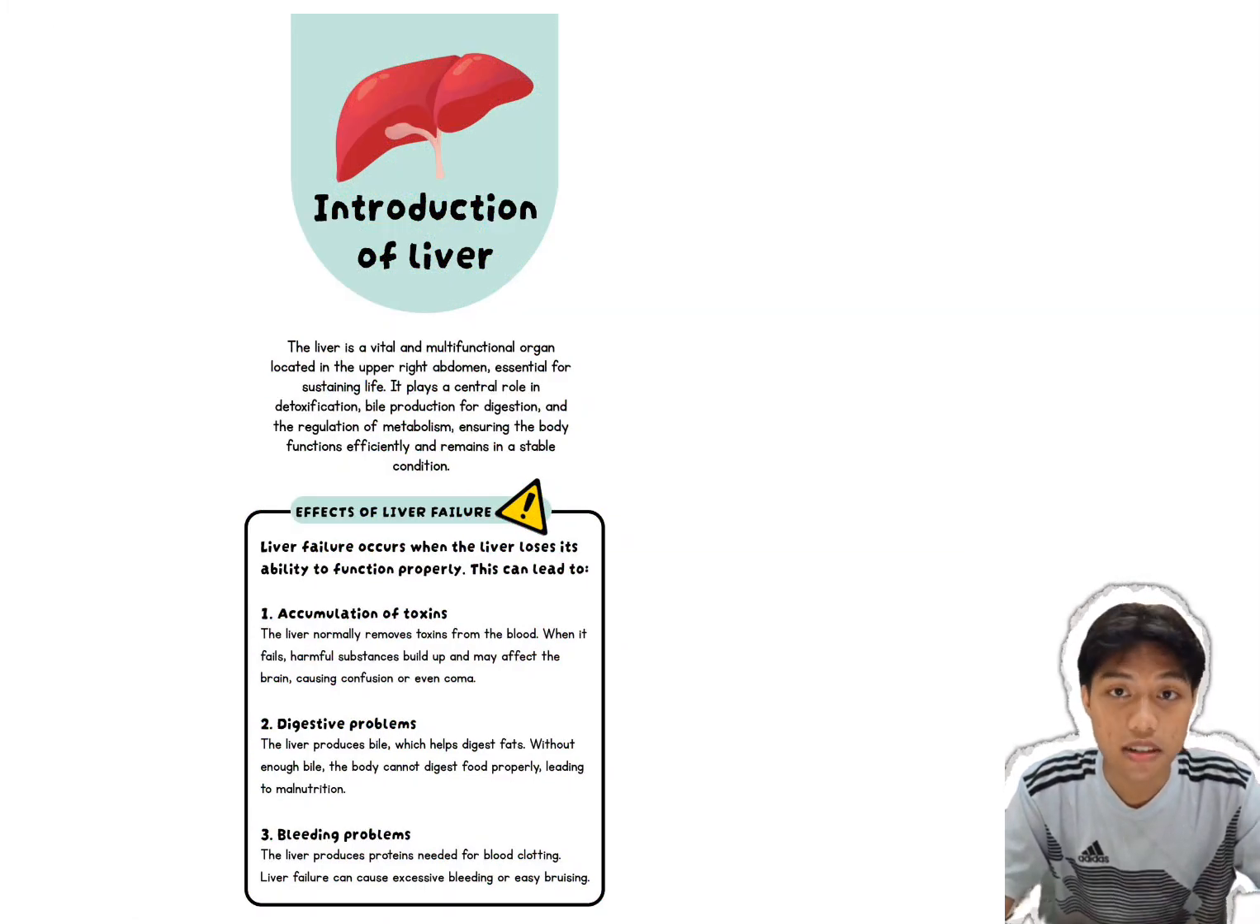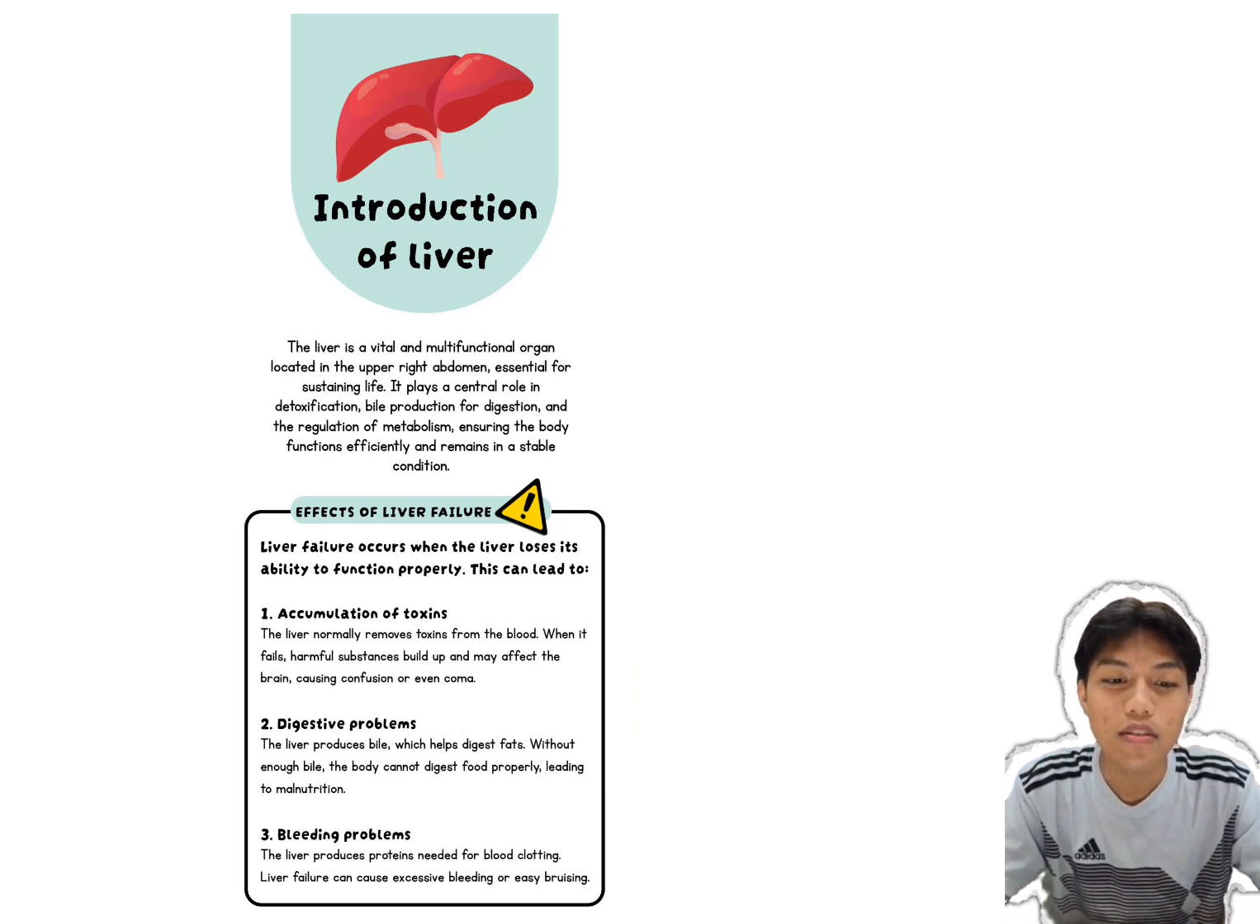Effects of liver failure. Liver failure occurs when the liver loses its ability to function properly. This can lead to, first, accumulation of toxins. The liver normally removes toxins from the blood. When it fails, harmful substances build up and may affect the brain, causing confusion or even coma.